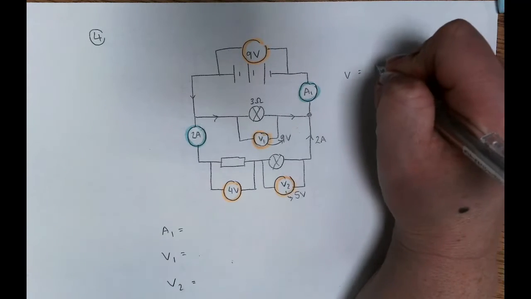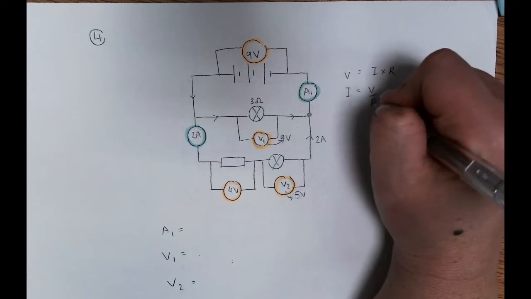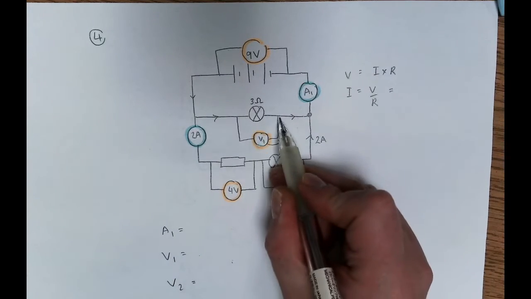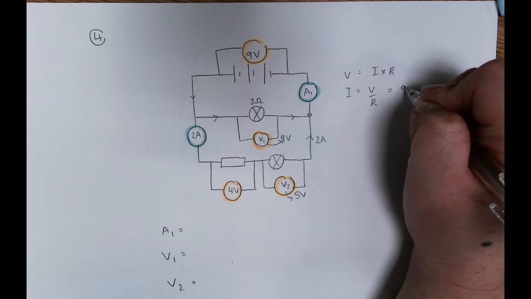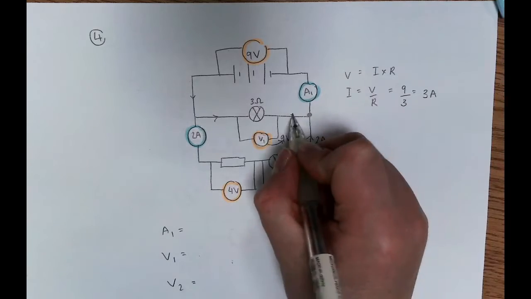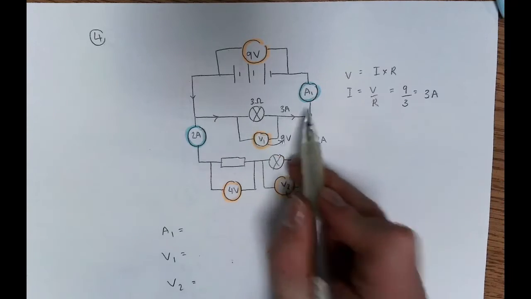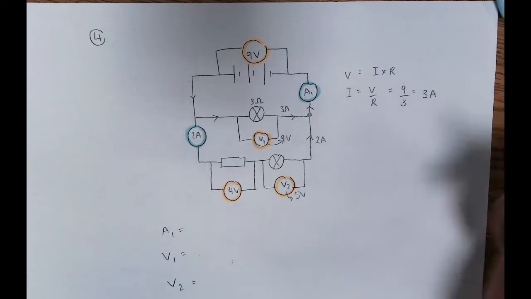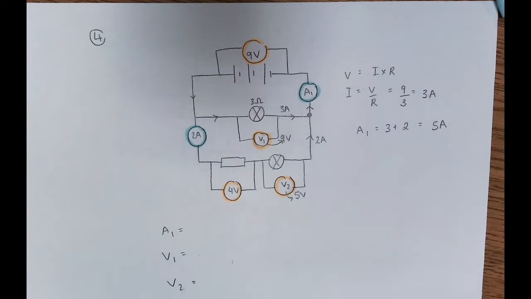We have the equation V is equal to I multiplied by R. I can rearrange that for current. I is V divided by R. Now I know that on this section, 9 volts was transferred across 3 ohms of resistance. So I can say 9 over 3 is 3 amps. So I must have 3 amps flowing through this branch. These two combine together and move into the ammeter A1, meaning that A1 must equal 3 plus 2, gives us 5 amps.